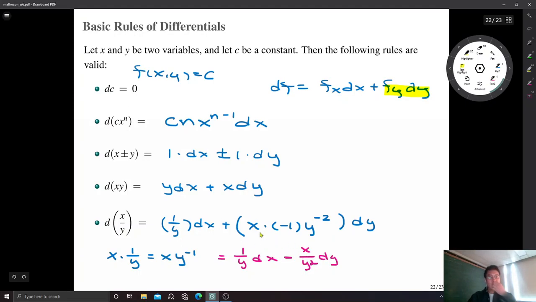Alright, so we don't have to treat these rules as separate ones, because the basic idea comes from the definition of a total differential. So regarding the expression in the parentheses as a function f of x and y, we just apply the definition, and then we can obtain these rules in a very simple way.